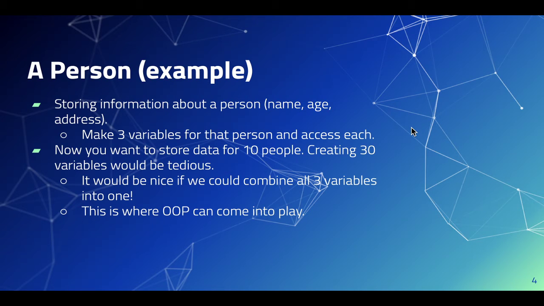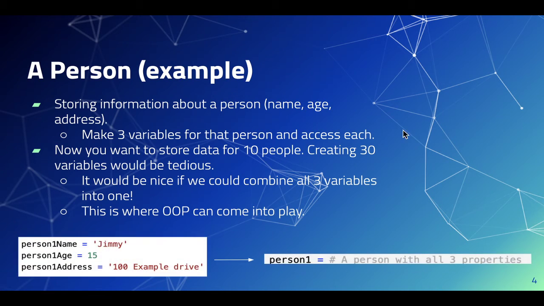So using the same three things, name, age, and address, we want to create three variables for that specific person and be able to access each. So we could do something like this on the left, where we have person 1 name equals, let's say, Jimmy. Let's say his age was 15 and his address was whatever, this example right here. And this would work. If we wanted his name, we could access that variable. If we wanted his address, we could access that variable. And then if we wanted to create a second person, we can call it person 2 name, person 2 age, and person 2 address, and so on.